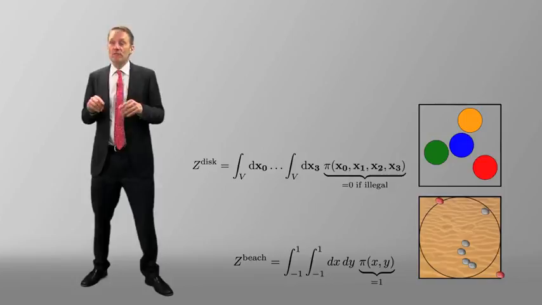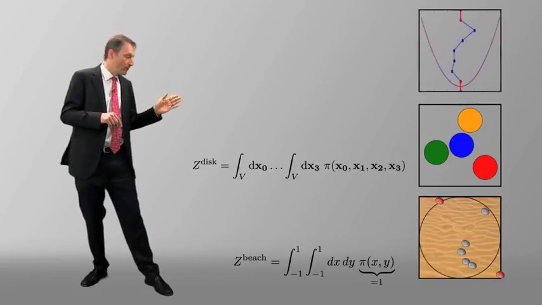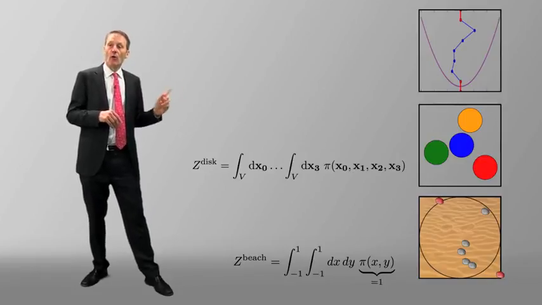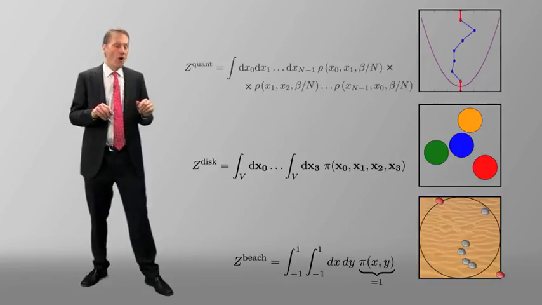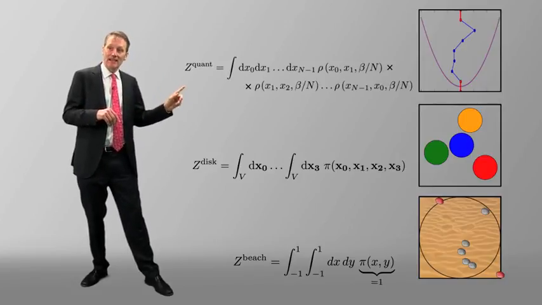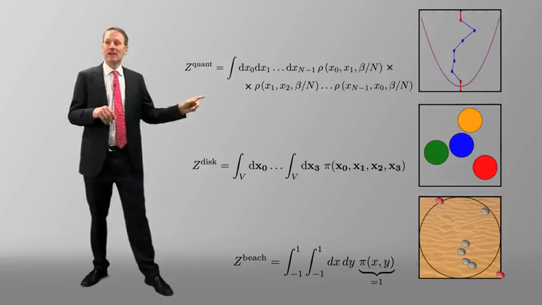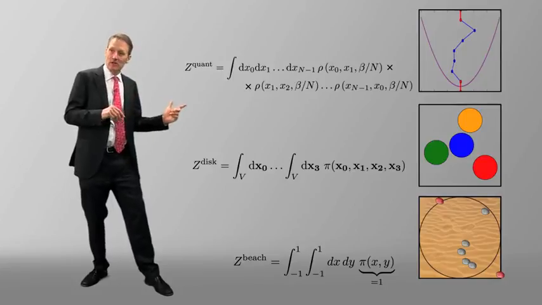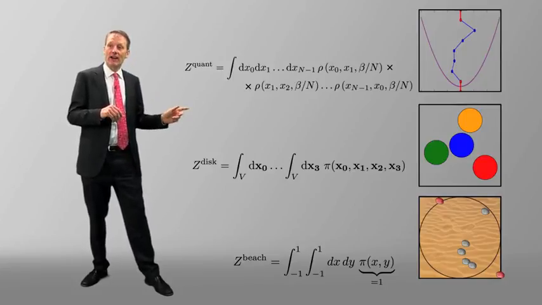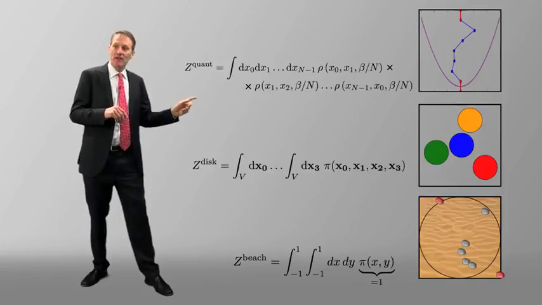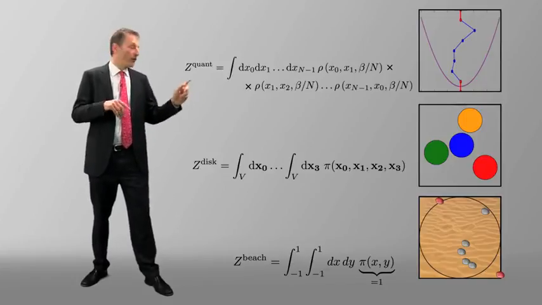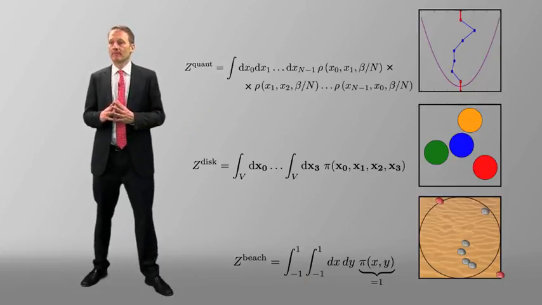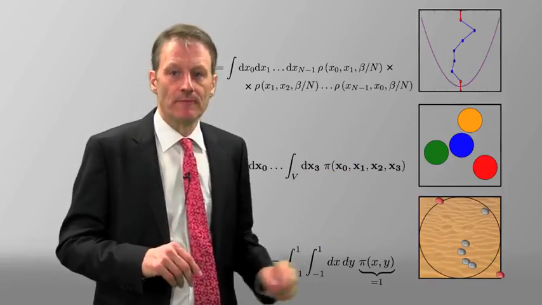Last week, we then moved to a discussion of quantum physics. The partition function now was the path integral over dx0, dx1, and so on, dxn-1 of the statistical weight, which was the density matrix between x0, x1, beta over n, density matrix of x1, x2, beta over n, density matrix of xn-1, x0, beta over n. This is the path integral.